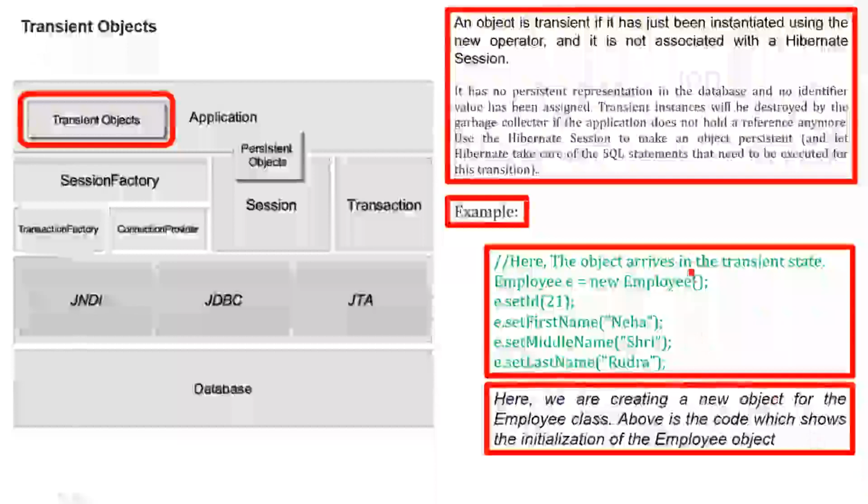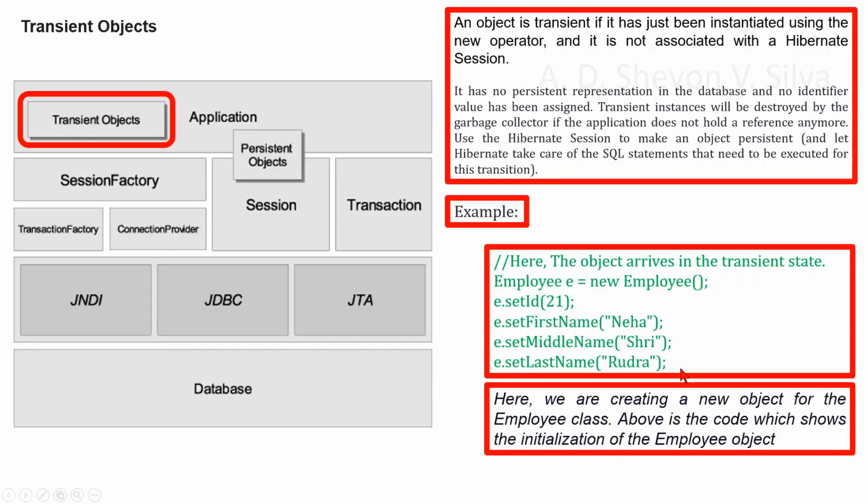As an example, you can see this code segment. Here we are creating a new object for the employee class. Here is the code which shows initialization of the employee object. Here the object is in the transient state.